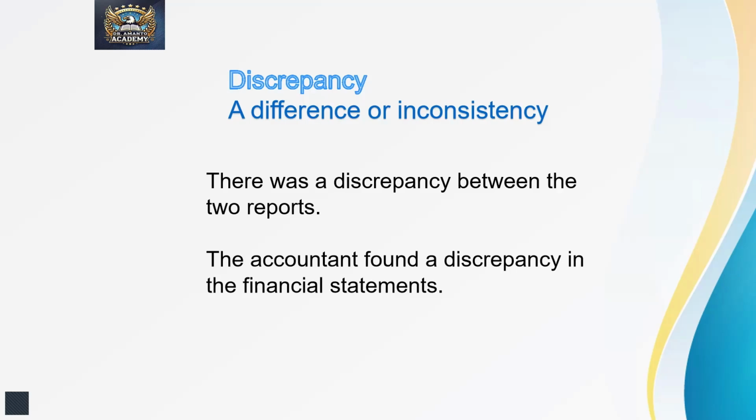The accountant found a discrepancy in the financial statements. So they didn't match. Financial statements that should exactly be the same, but there were some problems and some differences in the statements. So they didn't get along with each other.